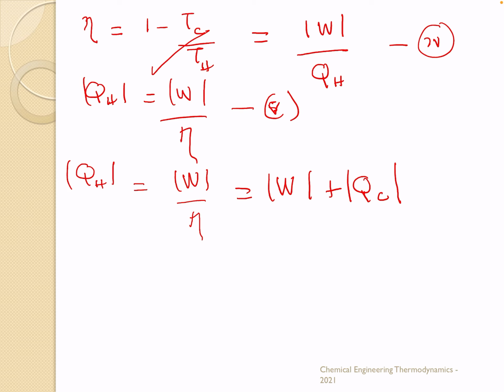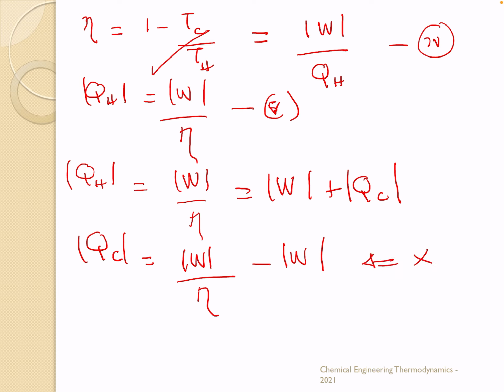And then if you make QC the subject of the formula, we should have QC equals W over thermal efficiency, minus W. If you move on to multiply both sides by 1 over W, we'll end up with QC. Okay, let's try and skip some steps.